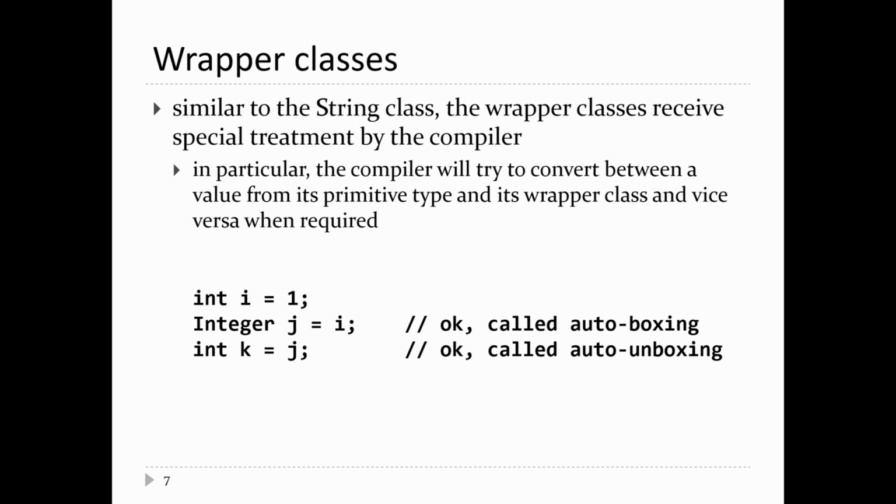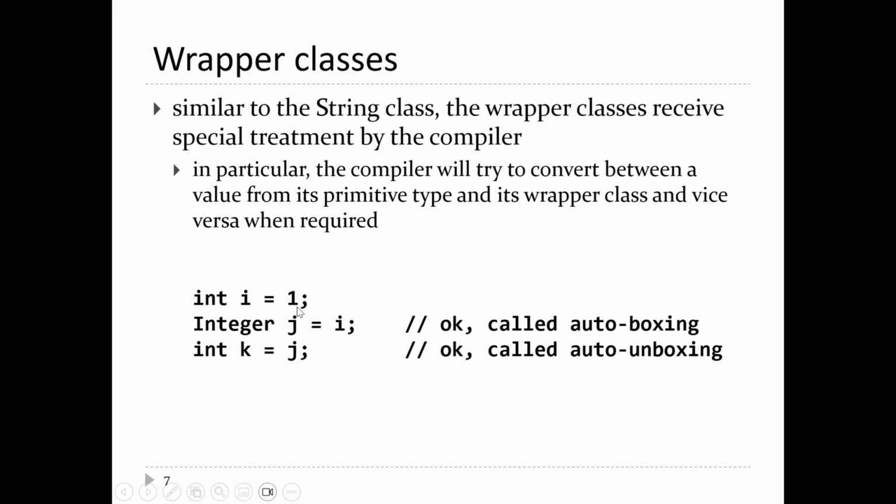All right, so the wrapper classes also get special treatment from the compilers, just like String. Well, not exactly like String, similar to String. Remember, with String you have string literals. Put something in double quotes, you get a String object. The wrapper types aren't quite the same, but they're almost the same.